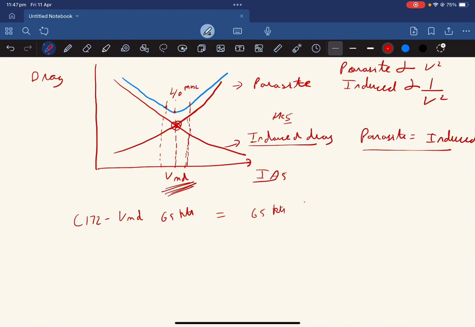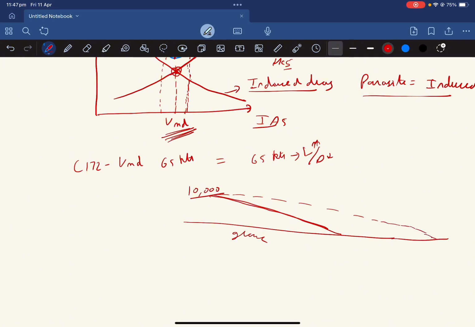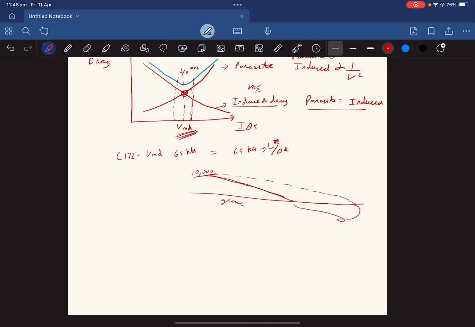So what happens when I'm at 65 knots? I'm at my max L by D ratio. So basically I'm making the most lift for the least amount of drag. So let's say I'm at 10,000 feet and my engine failed over here. If I'm not at VMD, this is gonna be my path. Let's say this is the ground. But if I'm at VMD, this would be my path. So I could glide more. This is how much more I would glide, just because I'm creating more lift and less drag at VMD. So I hope it makes sense.